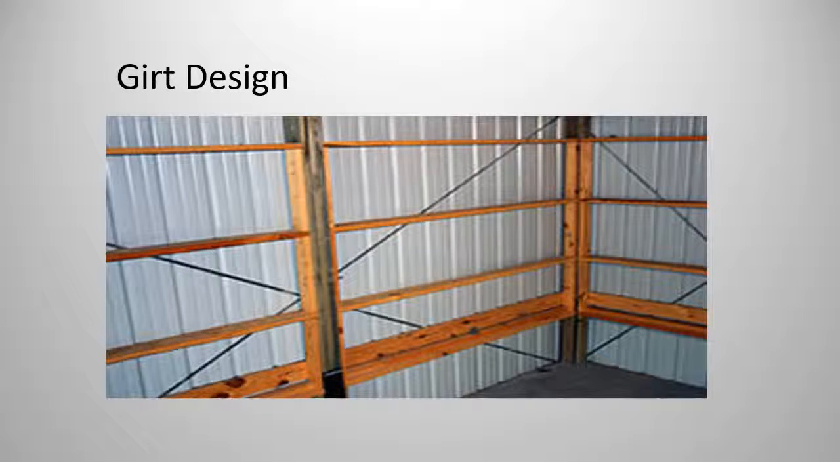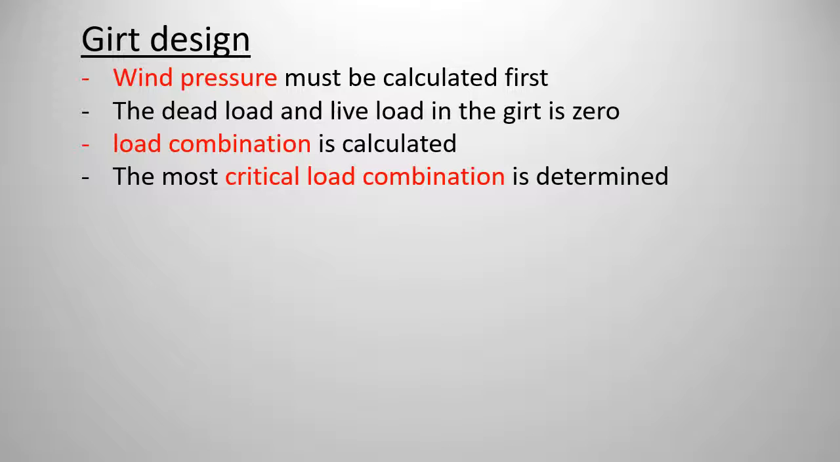Girt design will be next. Girt is a horizontal component on the wall. For girt design, wind pressure must be calculated first, where the same formula would be used. CP value is determined from the AS 4055. Dead load and live load is 0 in girt design. Then, load combination is calculated.